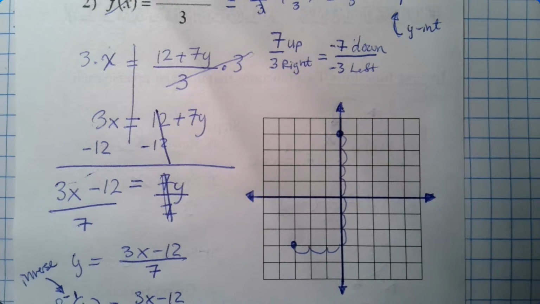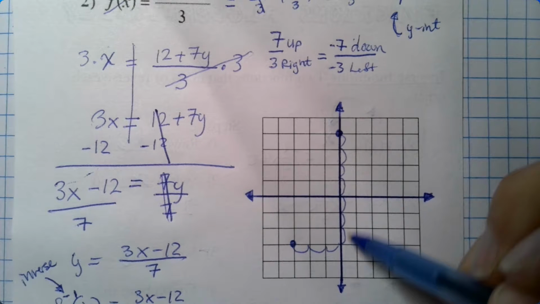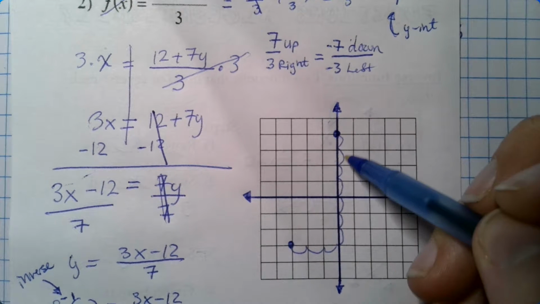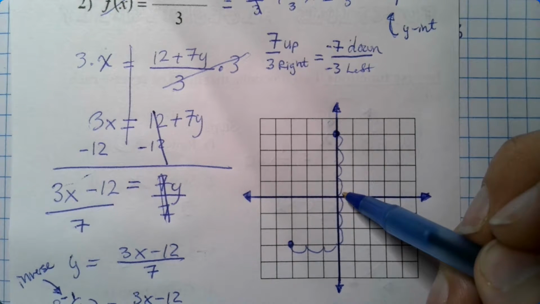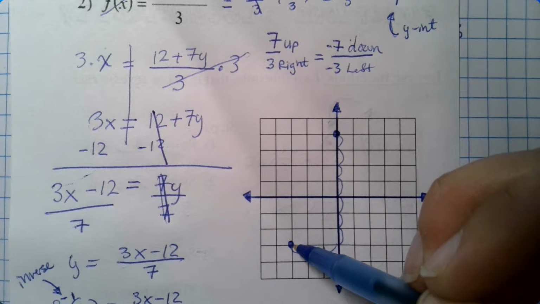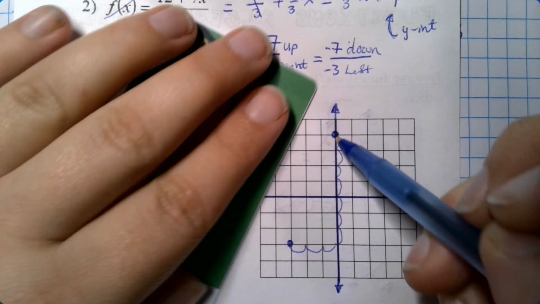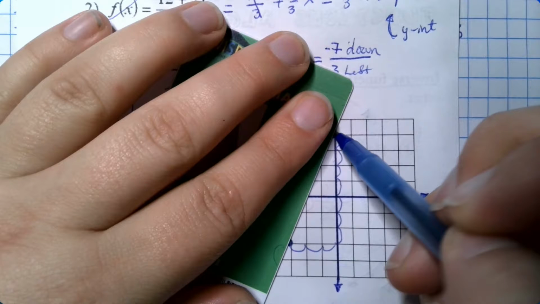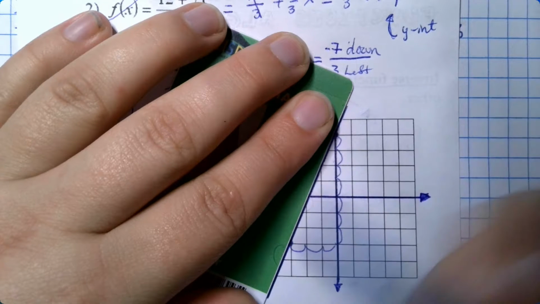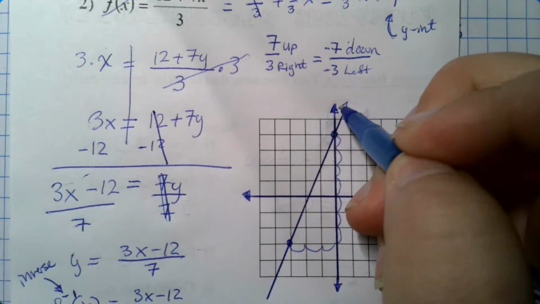You don't have to draw these. This is literally just to see how I counted. Okay, so we went down 7 and then left 3. You're going to go ahead and draw your line. Make sure it goes across the whole graph and put arrows on it.